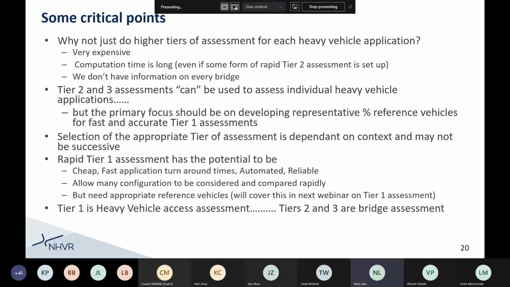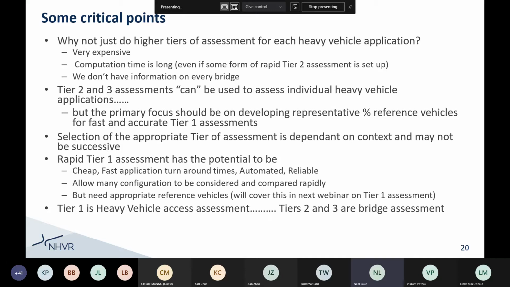It's also important to understand the computation time that it takes to do that is long, and we get lots of heavy vehicle access requests. That's even the case if you had some form of rapid Tier 2 assessment, which has been promoted in the industry for quite a while. But the issue is that there's long computation time, so assessments can't be done that quickly. So this process of Tier 1 assessment is really the way forward, I think, for heavy vehicle access assessment. And I think also what's important is we don't have information on every bridge. And if you don't have the information, then you can't do Tier 2 assessment.